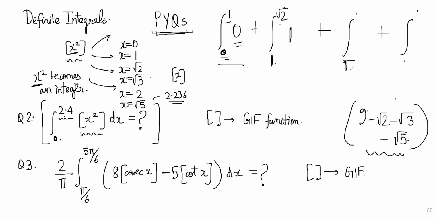When it is from root 2 to root 3, what is happening? GIF will be what? X square ka? So is it 1 or? I'm not going to say, you have to figure it out. ये बहुत सिंपल चीज है, तुम खुद से फिगर आउट कर सकते हो, इसमें ज्यादा सोचने का नहीं है.